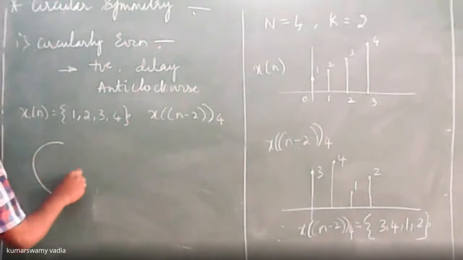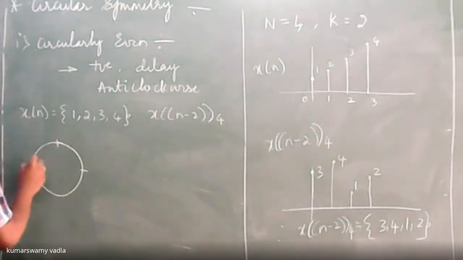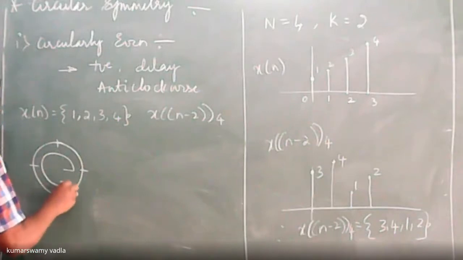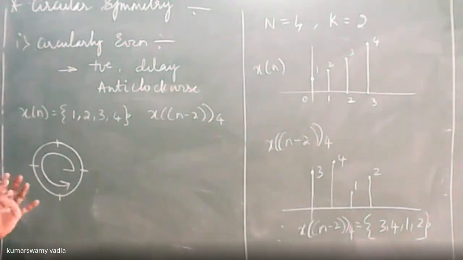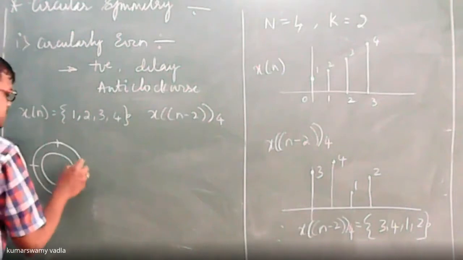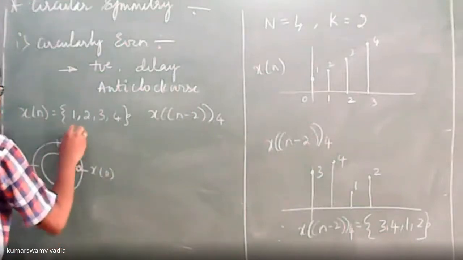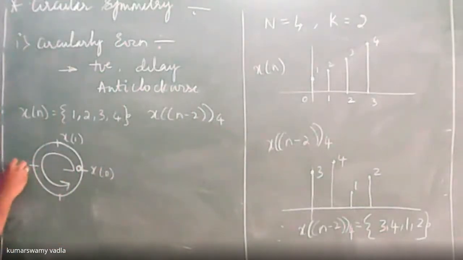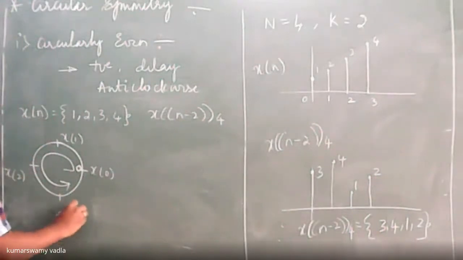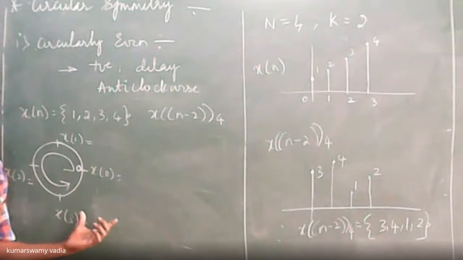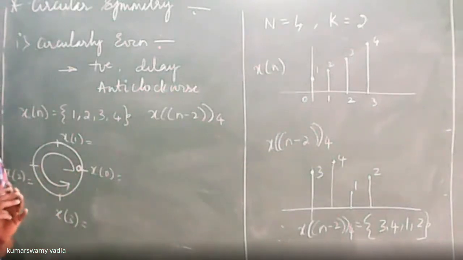First, you should draw a circle and represent that with 4 points. It starts with this and it rotates anti-clockwise to write down the question. So this becomes x of 0, x of 1, x of 2, and x of 3. Is this point clear for everyone? Writing down the question, I am telling.